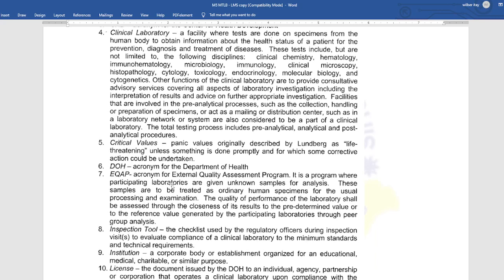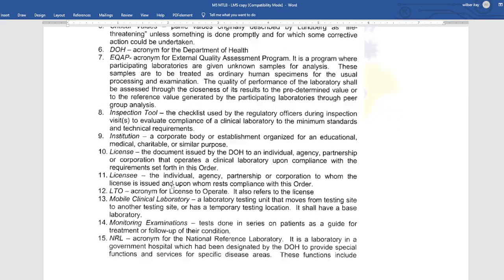EQUAP, guys, is an acronym for External Quality Assessment Program wherein reference laboratories send a sample to the different laboratories to test. Ite-test yan ng mga different clinical laboratories and the results will be compared to the test result of the reference lab. Kumbaga, this is made for quality assurance to check if what the clinical laboratories are doing is accurate. Do they give accurate or precise results?